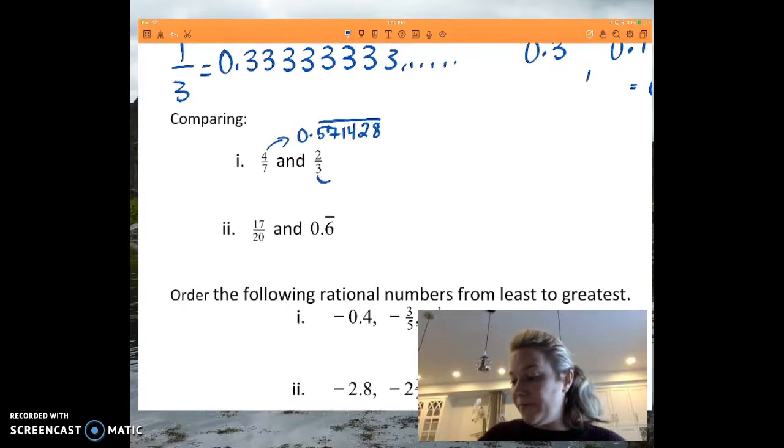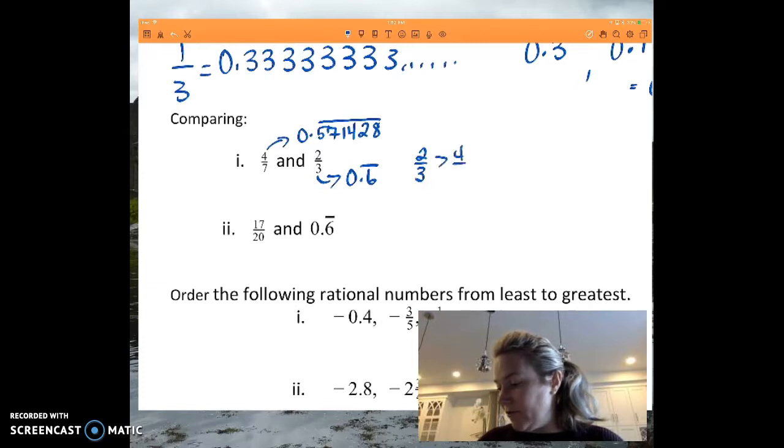Now let's try 2 over 3. I know because I use this conversion a lot, and you will be familiar with this after a while too, it is going to be 0.6 repeating. Remember 1 over 3 is 0.3 repeating, so it makes sense that 2 of those is 0.6 repeating. So which one's larger? The 0.6 repeating is larger. So 2 over 3 is larger than 4 over 7. Or conversely, you will write 4 over 7 is smaller than 2 over 3.